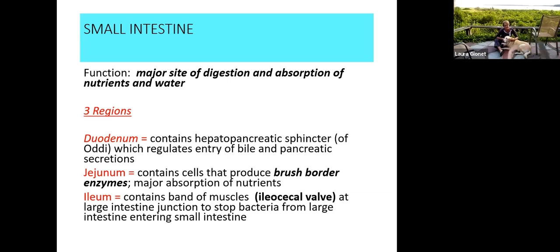And that ileocecal valve functions sort of like the cardiac sphincter. It prevents backflow. The cardiac sphincter prevents material from the stomach regurgitating back into the esophagus. The ileocecal valve helps prevent bacteria and fecal matter in the large intestine from regurgitating backwards into the small intestine.